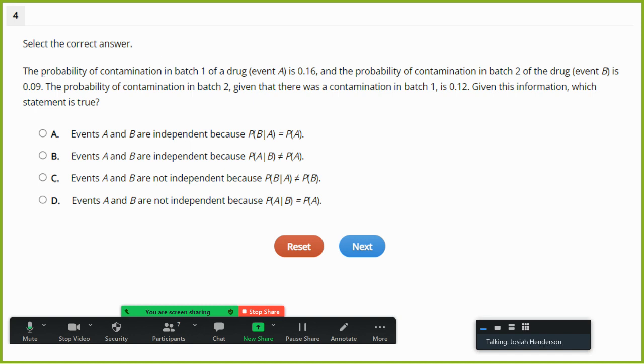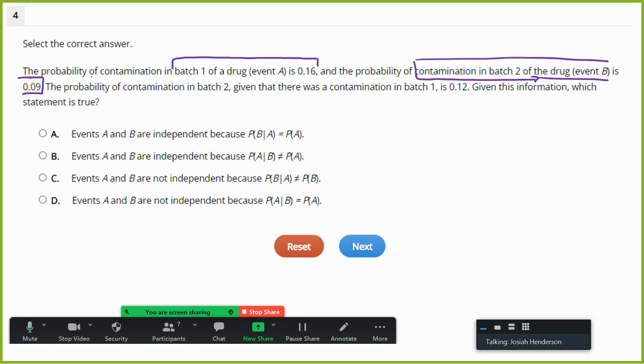From the top, the probability of contamination in batch 1 of a drug, event A, is 0.16. So that means we're in a factory making some pharmaceuticals, and the probability of having a bad batch, contamination, in batch 1 is this high: 0.16. The probability of contamination in batch 2, which is going to be our event B, is 0.09. So here's the information we need so far.